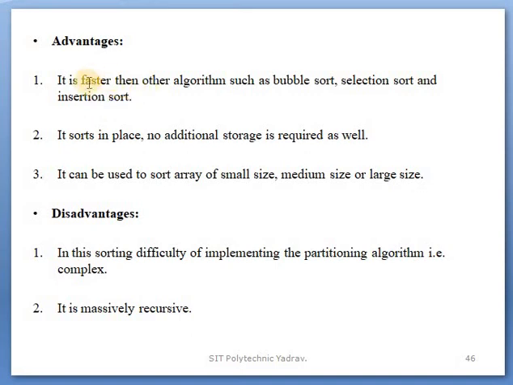But in quick sort, this technique is used. First of all, the pivot element is found, and that pivot element's position is fixed in the array. After that, the sublists are sorted. It uses the divide and conquer approach, so it is said to be faster.